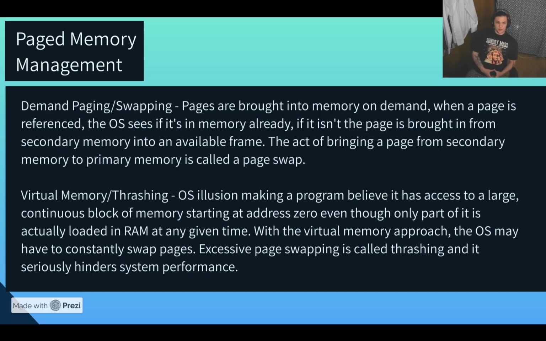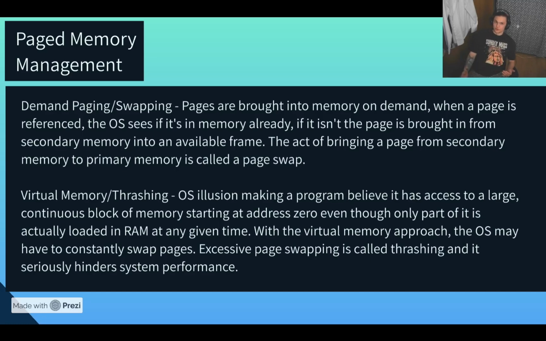In paged memory management, the idea of demand paging and swapping is introduced. Pages are brought into memory on demand. When a page is referenced, the OS sees if it's in memory already. If it is, then it completes the access. But if it isn't, then the page is brought in from secondary memory into any available frame. The act of bringing a page from secondary memory to primary memory, from the hard disk to the RAM, is called a page swap.